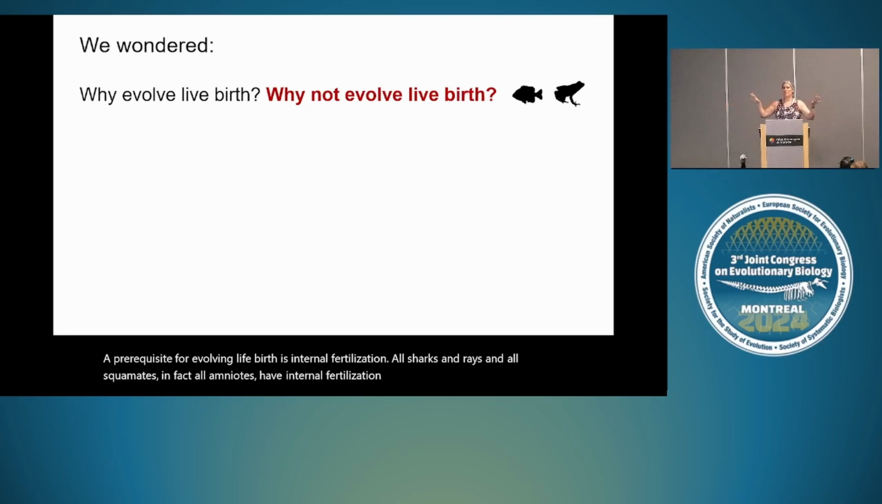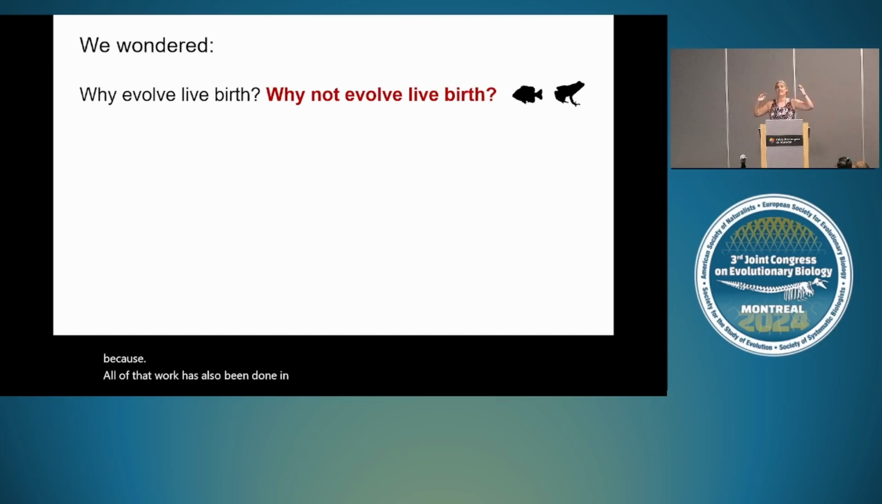So they do not have to worry about fertilization when they're evolving live birth. That's not true of bony fishes and amphibians. So you see transitions in both fertilization mode and viviparity in these two groups, which is super interesting and largely missing from the conversation on the evolution of viviparity, because all of that work has mostly been done in chondrichthyans and reptiles, which already have internal fertilization. All right, so that's a tangent.